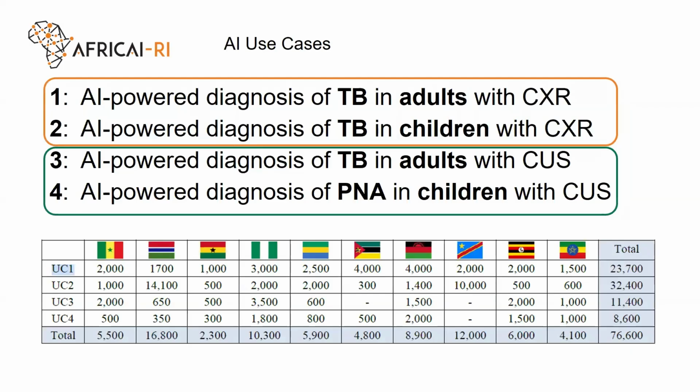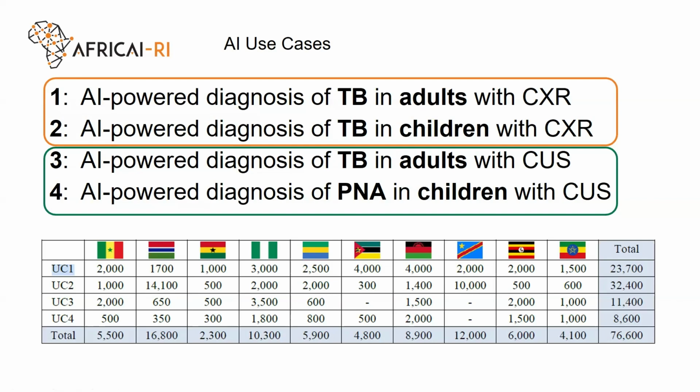So this project has 4 AI use cases. The 4 are respiratory imaging AI use cases. We have 2 in orange, these first 2 here, that use chest X-ray to help diagnose TB in adults, and the other to help diagnose TB in children. And the other 2 use cases for chest ultrasound are to help diagnose TB in adults and to help diagnose pneumonia in children.